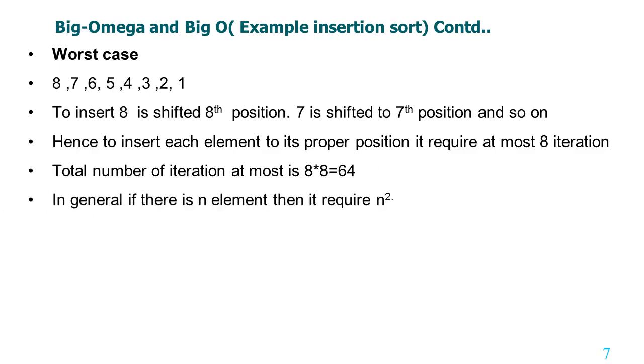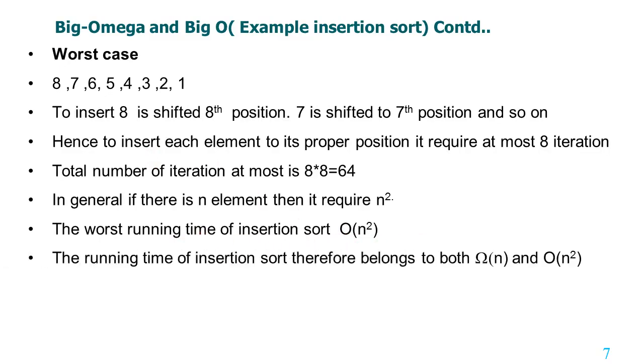In general, if there are n elements, then it requires n square iterations. Hence, the worst case running time of insertion sort is O of n square. For the worst case, we use big O notation. Hence, the running time of insertion sort belongs to omega n and O of n square. Between these two functions, the running time lies.